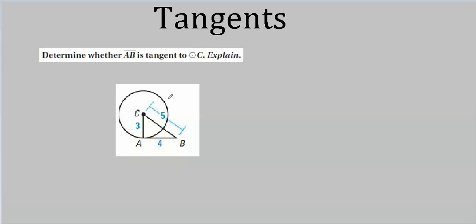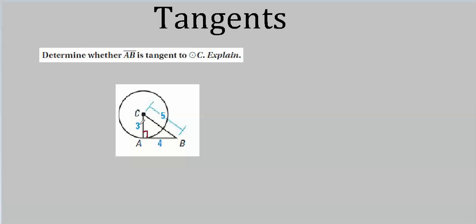Remember, this is our 3, 4, 5 triangle. 3 squared is 9, 4 squared is 16. 16 and 9 is 25. 5 squared is 25. So the answer is yes, indeed. This is a tangent because this is a right triangle. Therefore, this is a right angle.